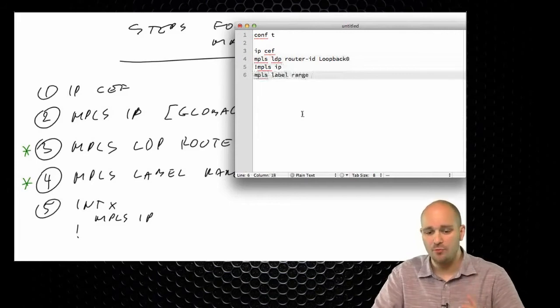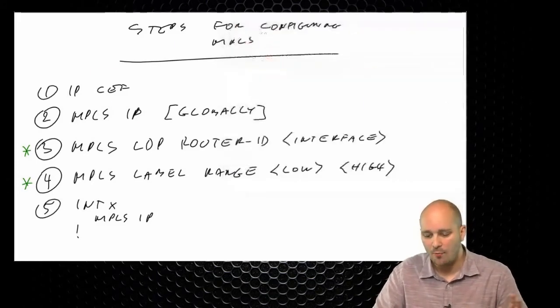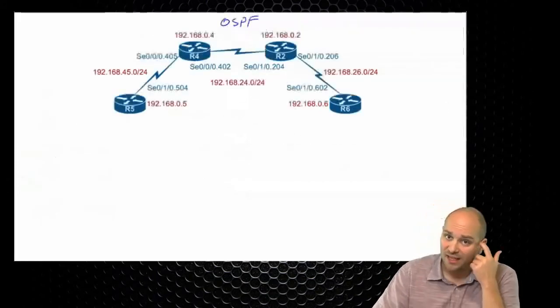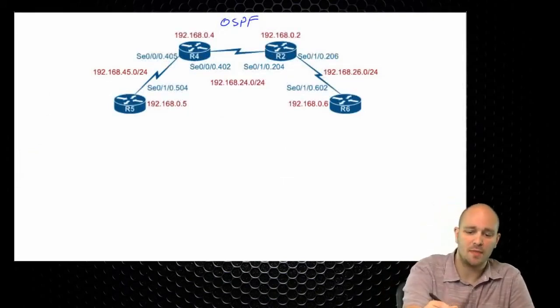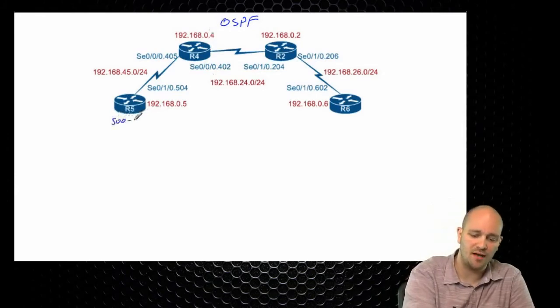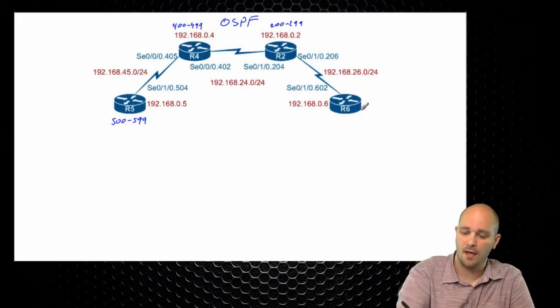Unless I'm restricted in the lab, I'm always going to use the labels that make some sense to me. Now, what labels make sense to me? Well, for example, on R5, it makes perfect sense to use labels from 500 to 599. On R4, from 400 to say 499. On R2, from 200 to 299. And on R6, from 600 to 699.